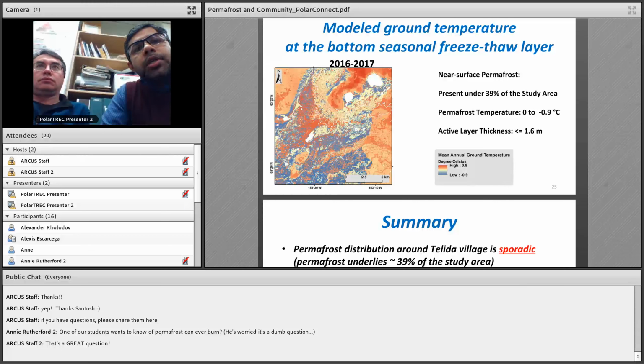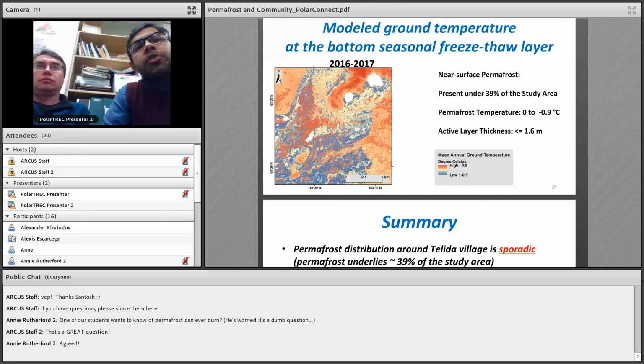And the map that you are seeing is actually the model ground temperature map at the bottom of the seasonal freeze-thaw layer. And we see that 39% of the study area has negative temperature at the bottom of the seasonal freeze-thaw layer at the annual scale. That means that 39% of the area has near surface permafrost. And the temperature actually ranges from 0 to about -1 C. The permafrost is actually pretty warm. And we looked at the overall active layer thickness, which is usually within 1.5 meters.